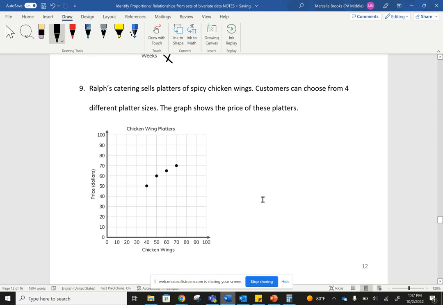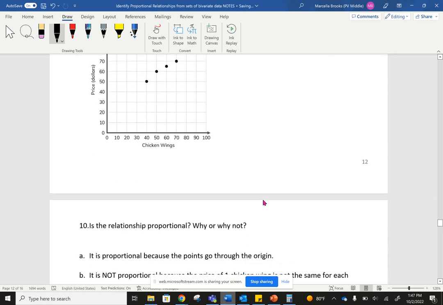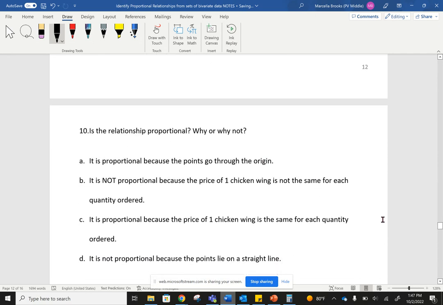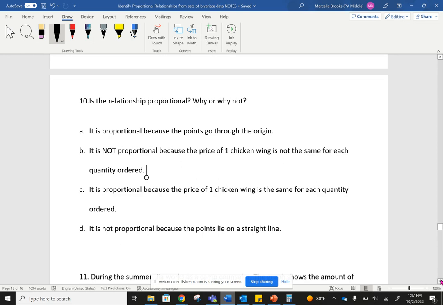Number 9, Ralph's Catering sells platters of spicy chicken wings. Customers can choose from 4 different platter sizes. The graph shows the price of these platters. And you're going to look at that graph and tell me, is the relationship proportional? Why or why not? A, it is proportional because the points go through the origin. B, it is not proportional because the price of a chicken wing is not the same for each quantity ordered. C, it is proportional because the price of one chicken wing is the same for each quantity ordered. Or D, it is not proportional because the points lie on a straight line. So figure out if it's proportional and then decide why.